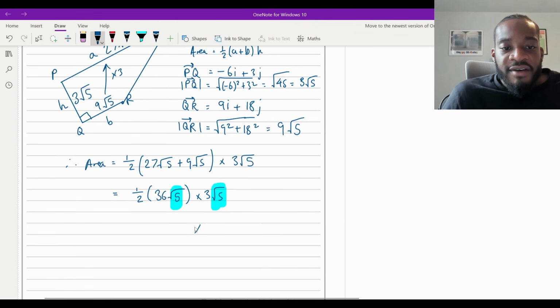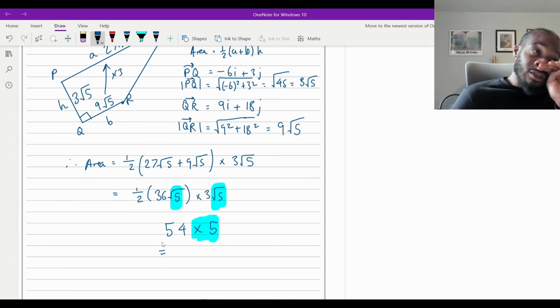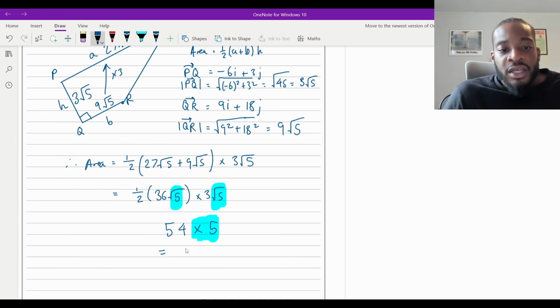So I'm going to put a times 5 there to indicate that. And then we've got 1/2 of 36, which is 18, times 3, which is 30 plus 24, 54. So it's 54 times 5, which is 54 times 10 is 540. Half of that is 27 with a 0. It's 270. So the answer is 270 square units.